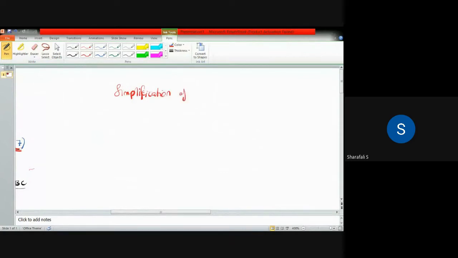Simplification of Boolean expression using K-map. So now you have some basic ideas about SOP and POS forms, minterms, maxterms, all those things. Now we'll consider the grouping. Grouping is essential for simplification, and this is the first step towards that simplification.